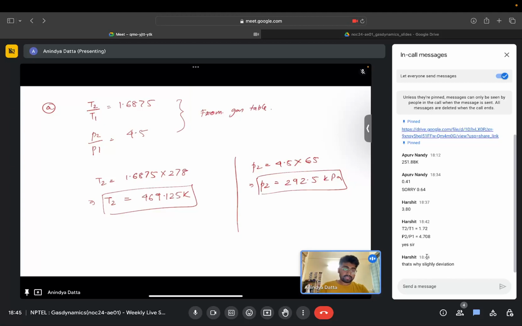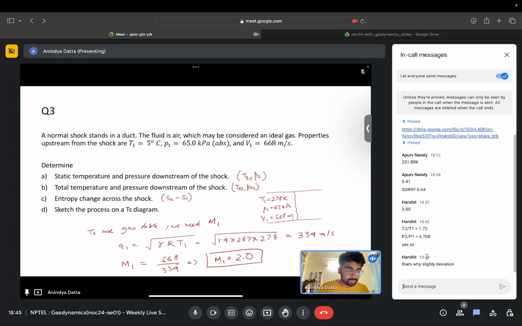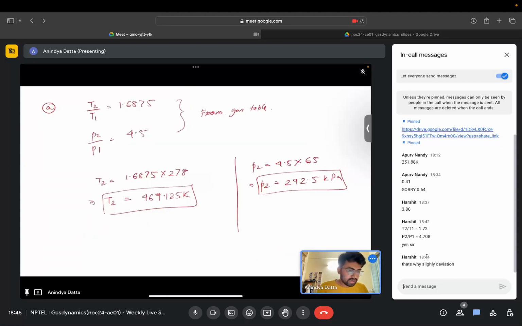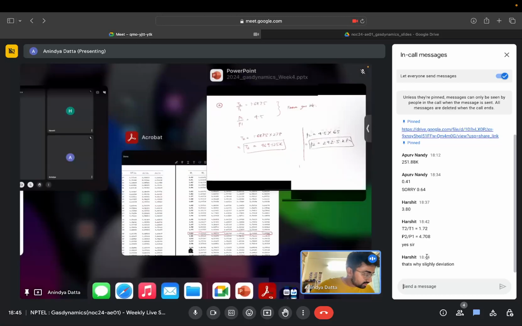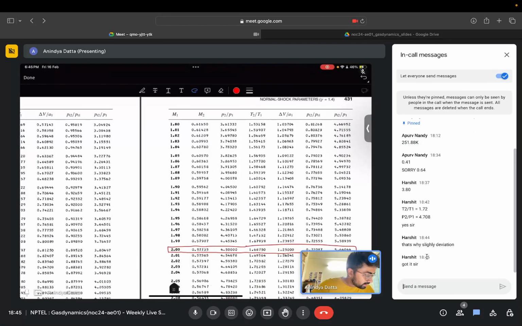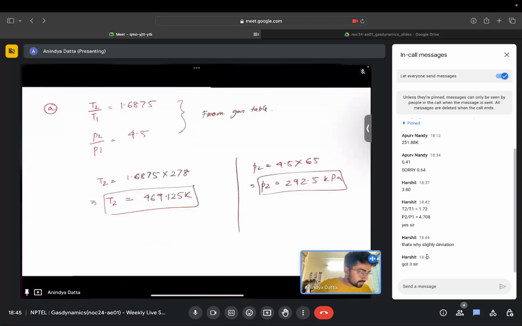Just check the calculation values carefully. Ideally you shouldn't get this much of a difference, so don't ignore significant digits while doing the calculation. All right, so the first part is done.